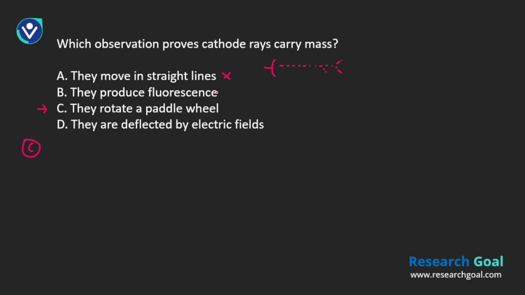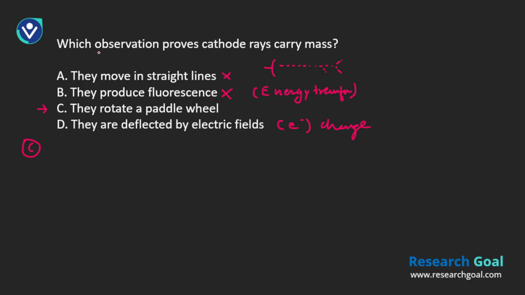Second one, they produce fluorescence. Now again, the concept of fluorescence is indicating energy transfer. So let me write it down: energy transfer. So it's not indicating whether they have mass or not, right? Fluorescence is transfer of energy, not the transfer of mass. We'll come to option C, which is correct, but let's move on to option D. They are deflected by electric fields. Now that proves they have charge, not mass.